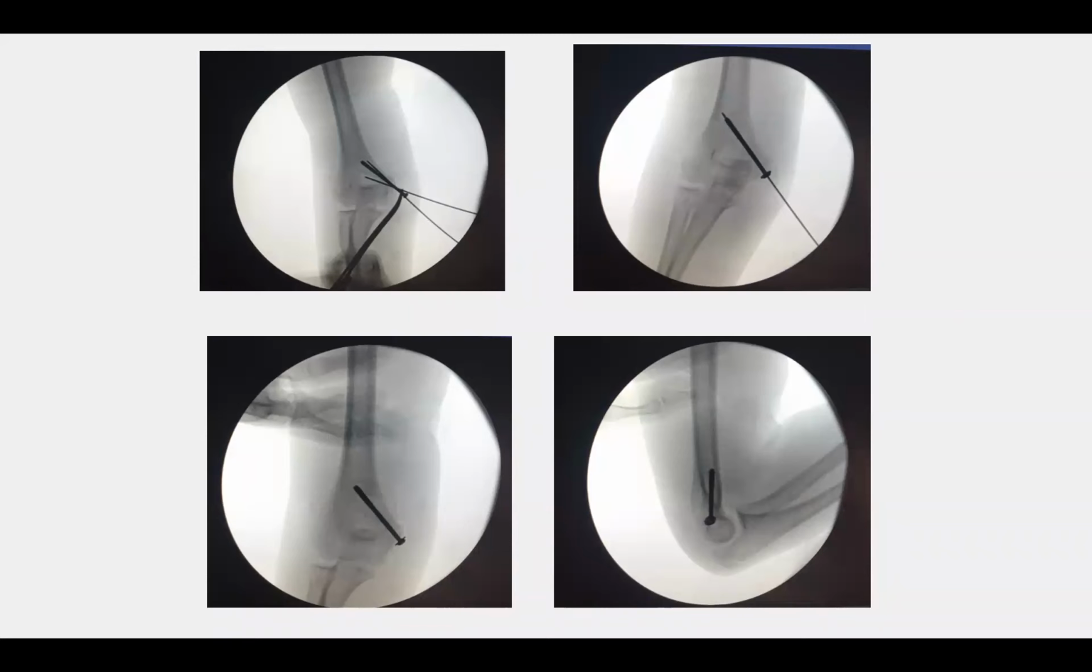And these are post-op fluoroscopic images.